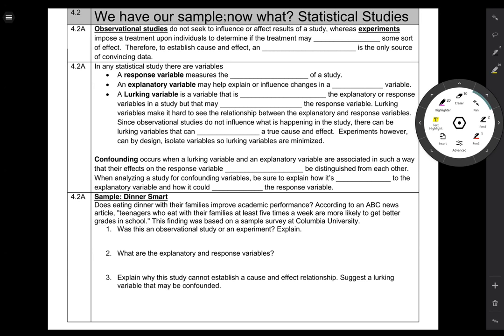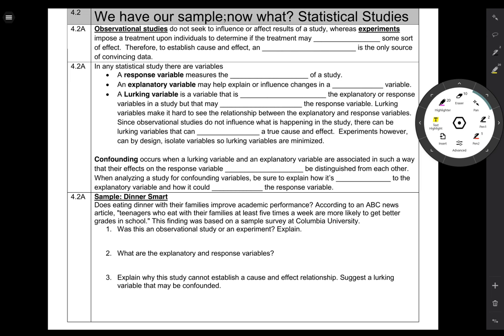Hello, AP Stat students. Last time you learned about getting the best type of sample. So, now that we have our sample, what do we do? This is statistical studies. There are two types of studies that I mentioned at the start of this chapter. There are observational studies and there are experiments. Observational studies do not seek to influence or affect results of a study, whereas experiments impose a treatment upon individuals to determine if the treatment may cause some sort of effect.